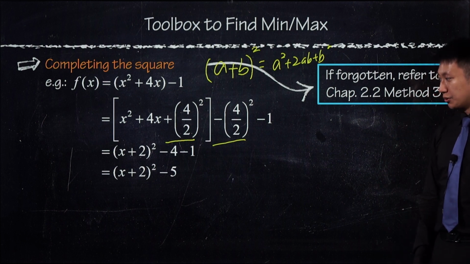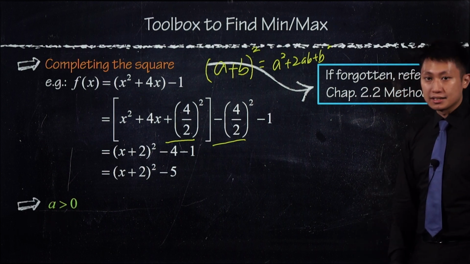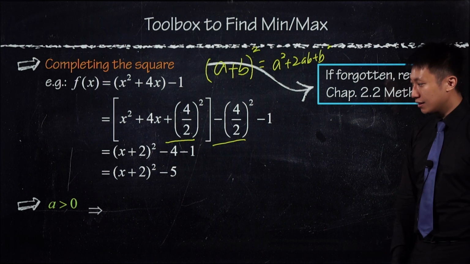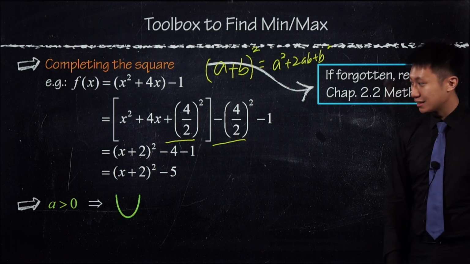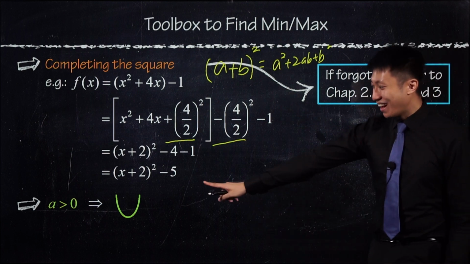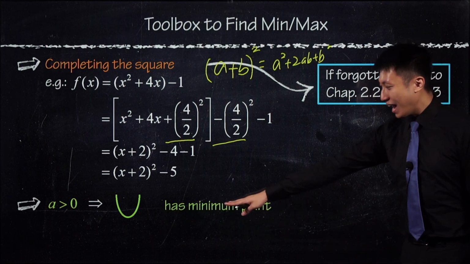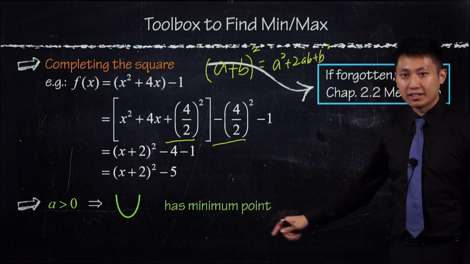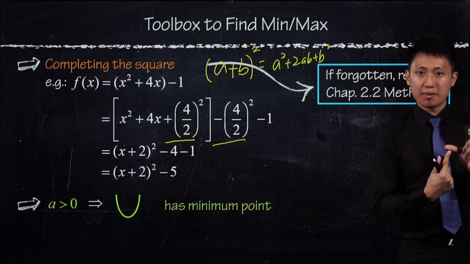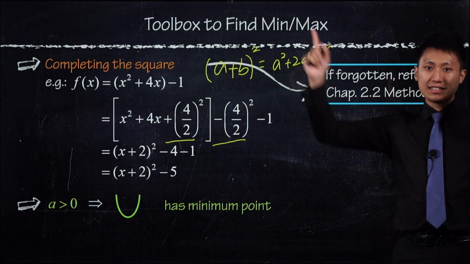So if a is bigger than 0, you have this smiley face, remember? This is a revision, the first slide, so I just want you to have some feeling about this again. It has a minimum point. The smiley face has one minimum point, right? There's no maximum point, because it can extend infinitely.